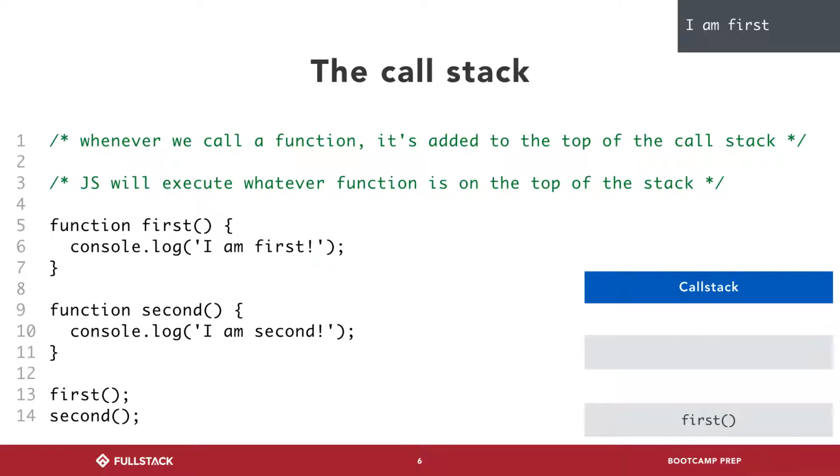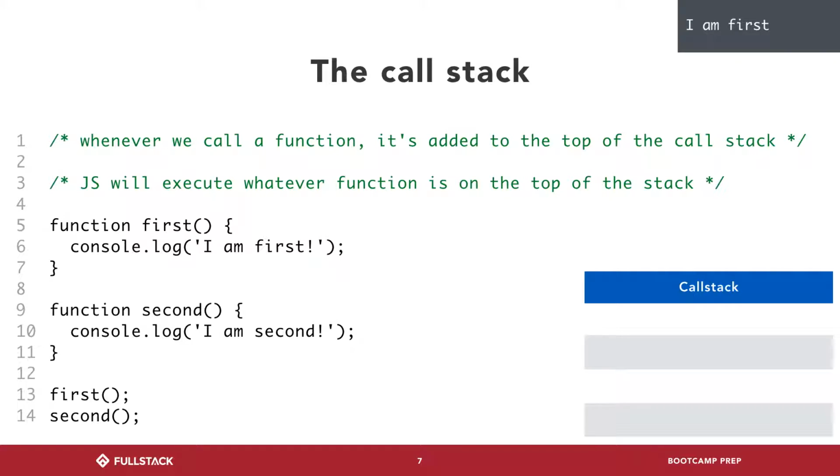And the console logs out, I am first, right? Remember, line 14 can't run until line 13 finishes. That's why this is going to run. That's going to console log. And once this is done console logging, I am first. Hey, I'm done with the first function, right? That job is complete, right? I can take it off my to-do list.